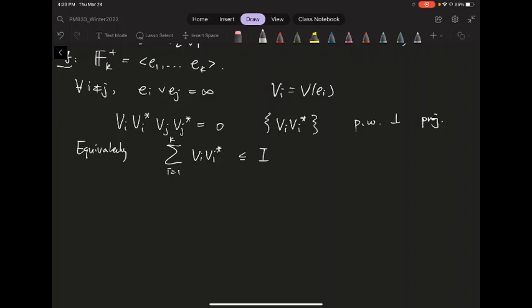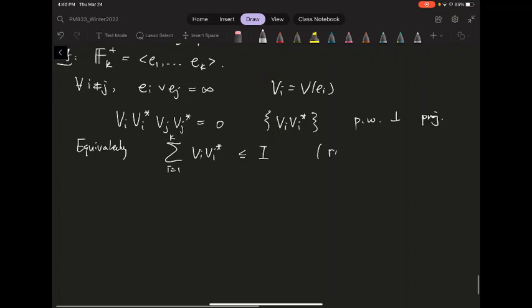If you assume the sum of their range projections is less than or equal to the identity, then you get a Nica covariant representation, and vice versa. This is sometimes called the row isometry condition. The idea is you take a row vector V1 up to Vk and think of it as an operator from k copies of H to H, and that's going to be an isometry. That's exactly what it means, so it is sometimes called a row isometry.